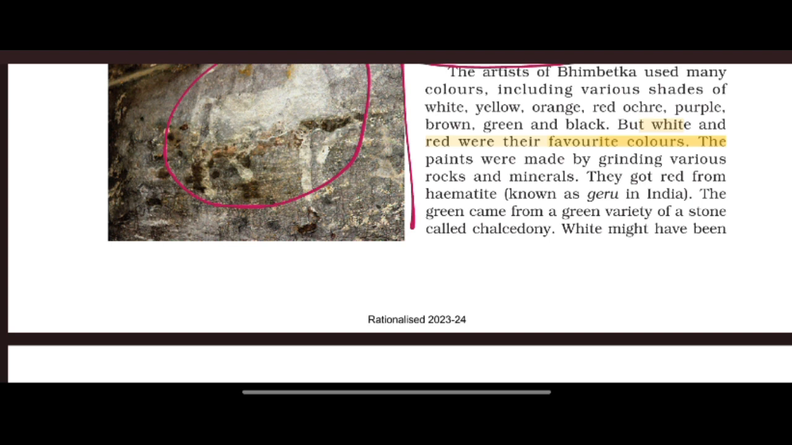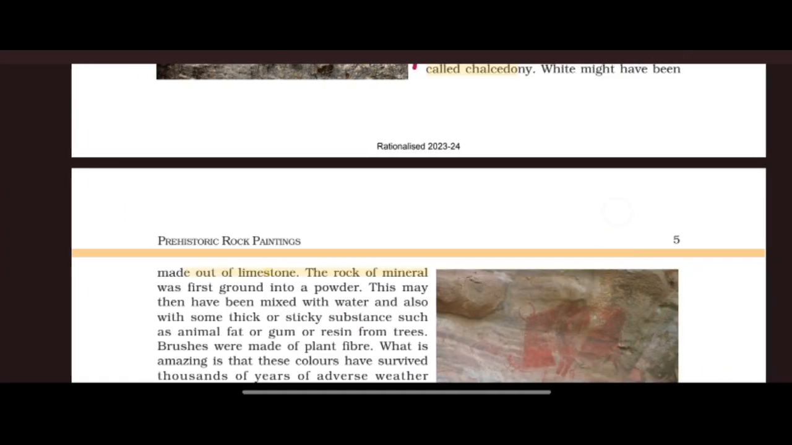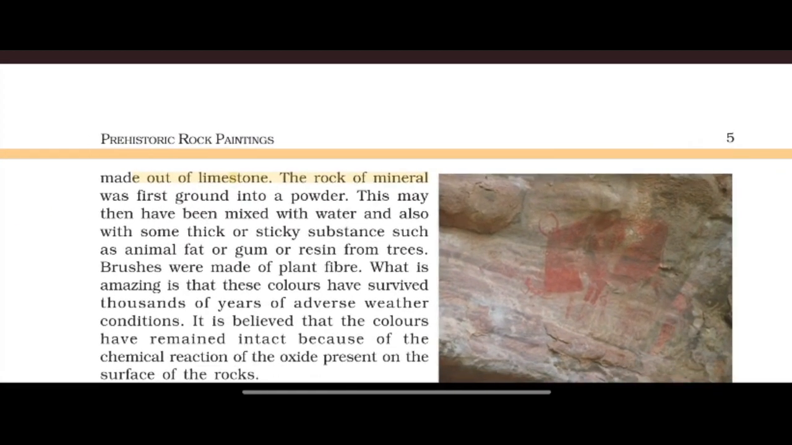The paints were made by grinding various rocks and stones. They got red from hematite. The green came from a green variety of a stone called chalcedony, and white might have been made out of limestone. The rock or mineral was first ground into a powder. This may have been mixed with water, also with some thick or sticky substances such as animal fat or gum or resin from trees. Brushes were made of plant fiber.